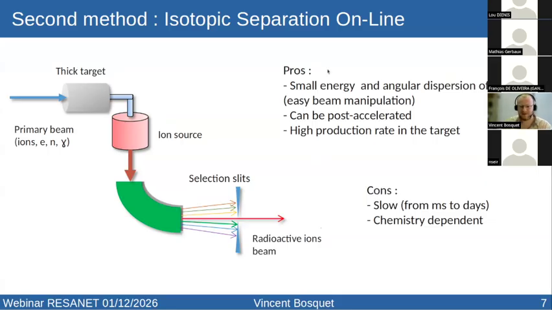The advantage of this method is that the properties of the beam created by the ion source are very good. For instance, they have a small energy dispersion and a small angular dispersion, and that allows you to easily manipulate the beam. So the beam can be post-accelerated, and thanks to this thick fixed target, you usually have a high production rate. The disadvantage of this method is that it's quite slow. The transformation time from the production up to the extraction as a radioactive ion beam can take from a few milliseconds to days. And so it is very chemistry dependent.